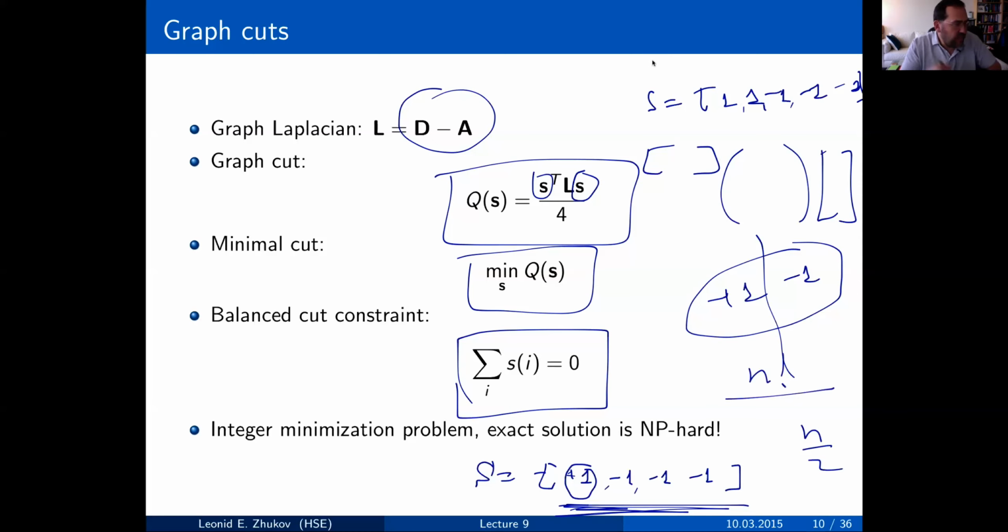Within each group of plus ones and within each group of minus ones, we can change their positions, and it doesn't matter because they're indistinguishable. All plus ones are indistinguishable from all other plus ones. So it's going to be n over 2 factorial and n over 2 factorial. That's the total number of S vectors we need to go over to find this optimum. So it's not doable, it's not solvable in this sense. We're stuck if we want to do this exactly.